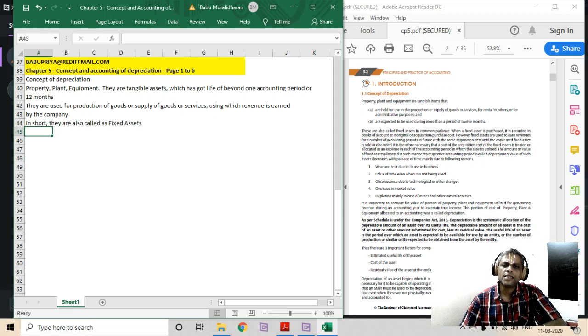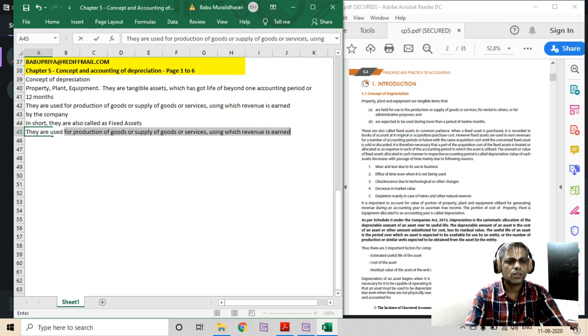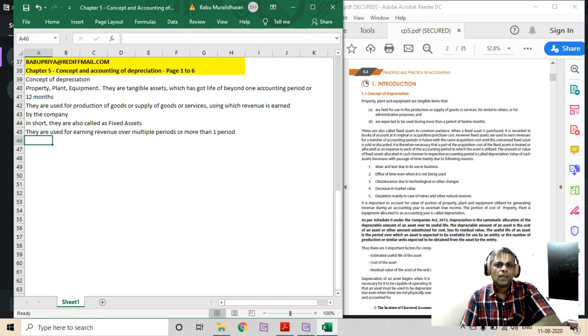Fixed assets. We discussed in the basic accounting class that fixed assets are real accounts, and they are put into use to earn revenue for the company over a longer period of time. So they are used for earning revenue over multiple periods, beyond one period.